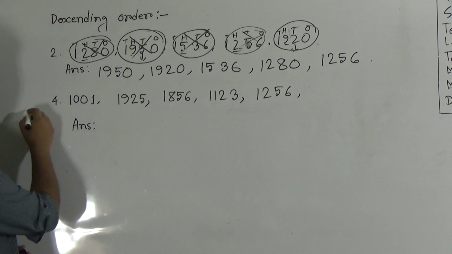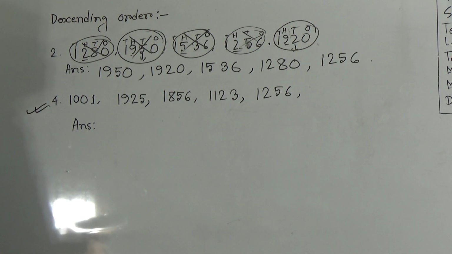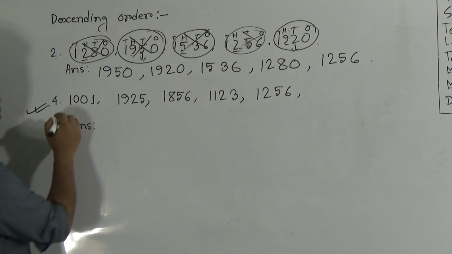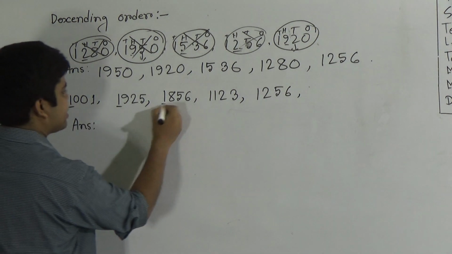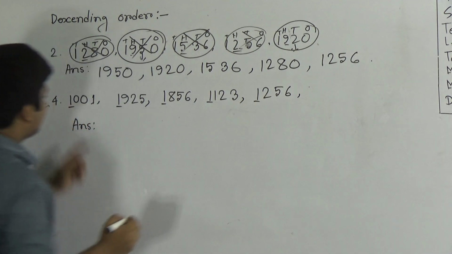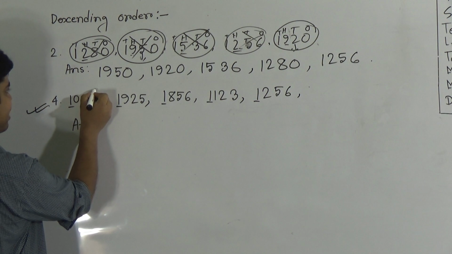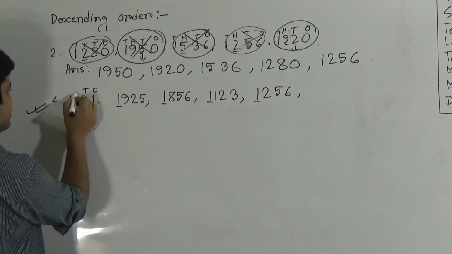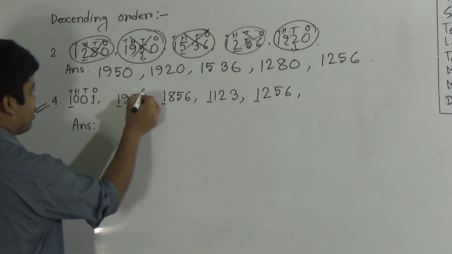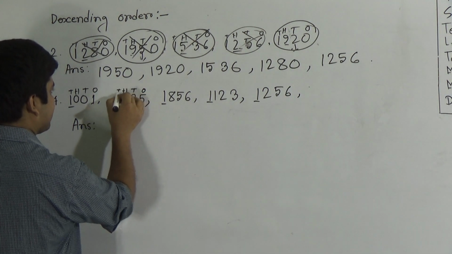Okay, our next one. Here some numbers are given which are not arranged. We want to arrange the numbers in descending order, that means larger to smaller. So first of all we notice the thousands place digit. Before starting to compare the thousands place digit, at first write the place values: ones, tens, hundreds, and thousands.